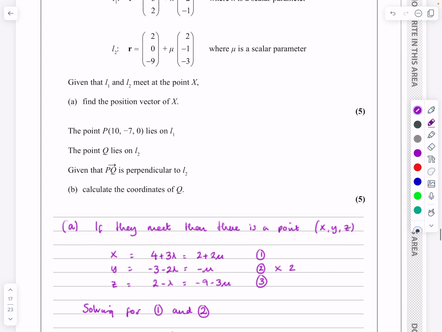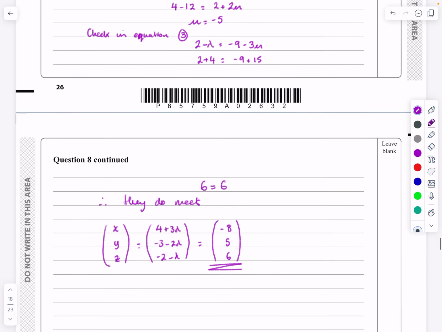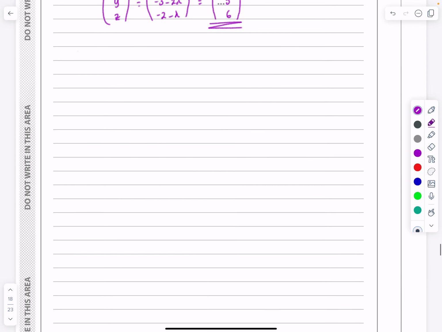For part B, it says P lies on L1. Q lies on L2. If PQ is perpendicular to L2, can we calculate the coordinates of Q? Gosh, quite a bit of work to do there. First thing I really need to do is to just draw that out to give myself an understanding of what I've got going on. So what we've said is that we've got these two lines, L1 and L2, that just meet somewhere. So I'm going to say L1, oops.